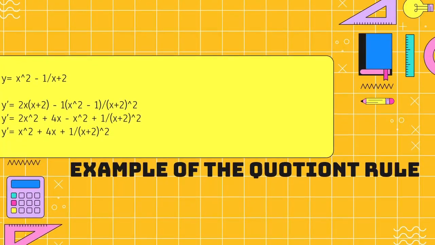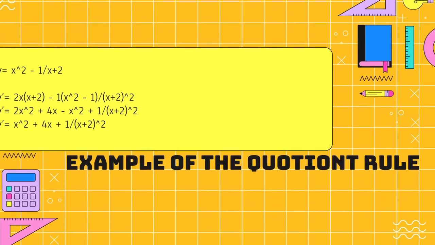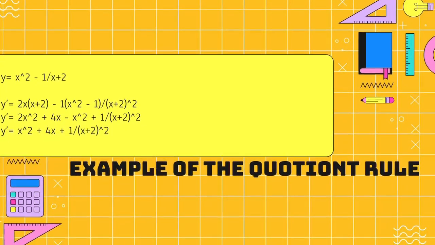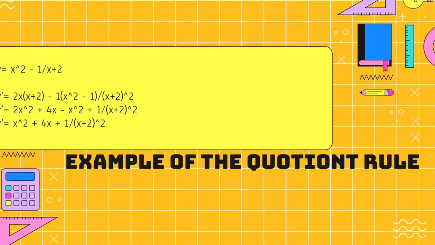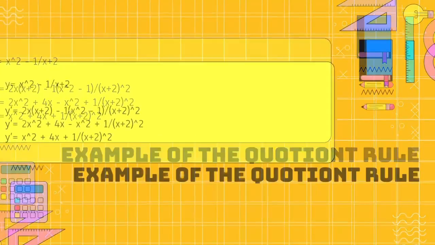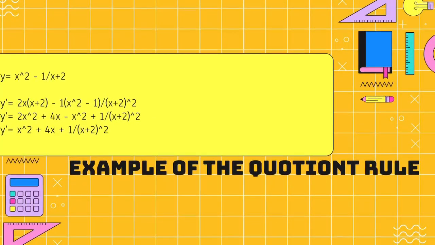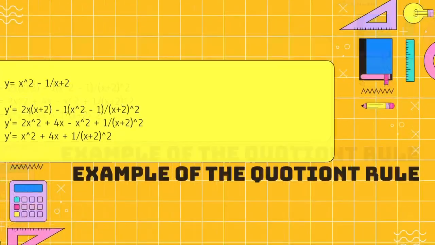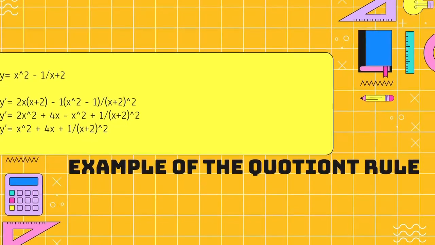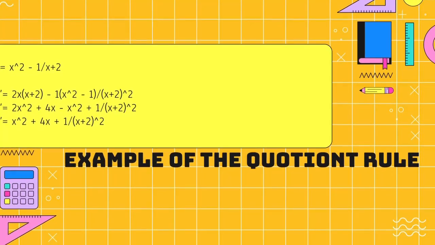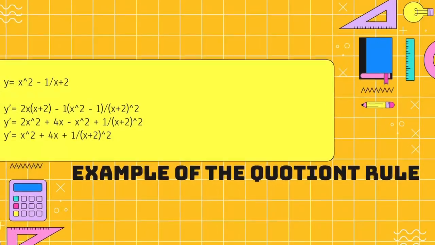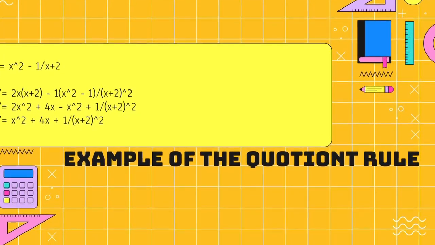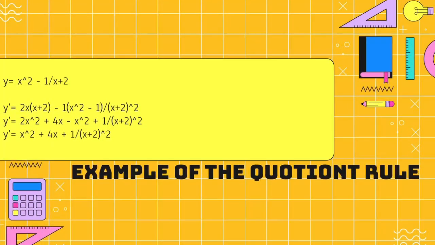Okay, moving on to the quotient rule. First of all, to use the quotient rule, we know that our equation must be a fraction. And here we have our equation in a fraction, which is y equals x squared minus 1 over x plus 2. To find the derivative of it, we need to use the quotient rule, which will be the rule u prime v minus v prime u over v squared.